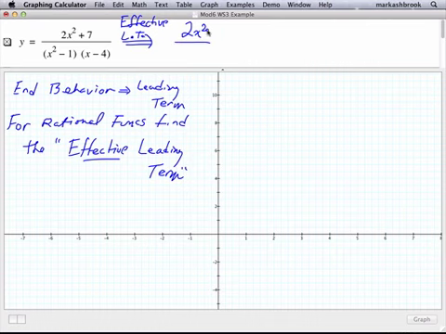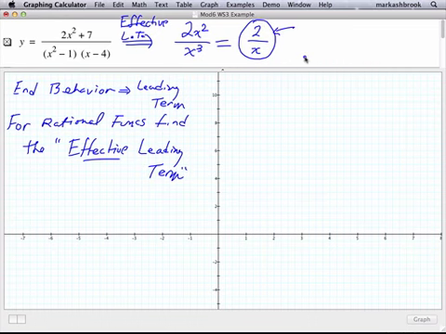So that will govern when x gets very, very large. The numerator will basically be governed by 2x squared. When x gets very, very large, what will the denominator virtually become? X cubed, right? So the leading term of the denominator. So the effective leading term then is what you get when you simplify the ratio of the leading terms, which is what? 2 over x. So now this is our effective leading term.